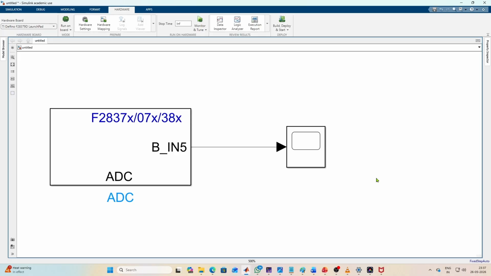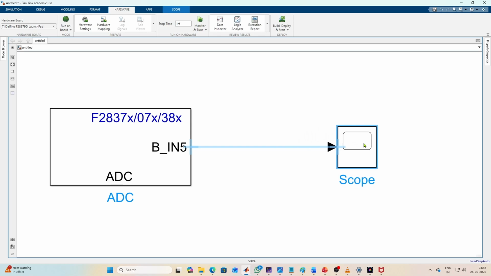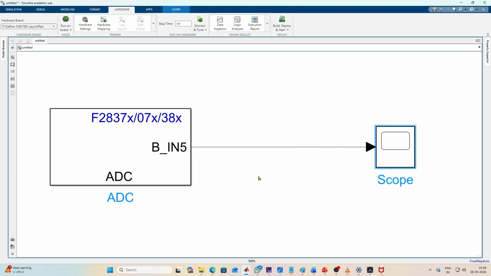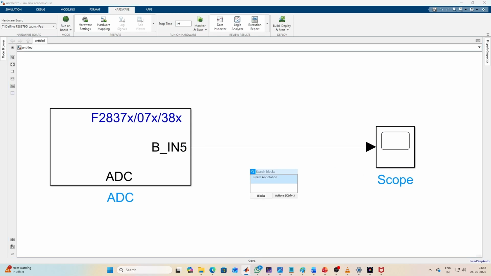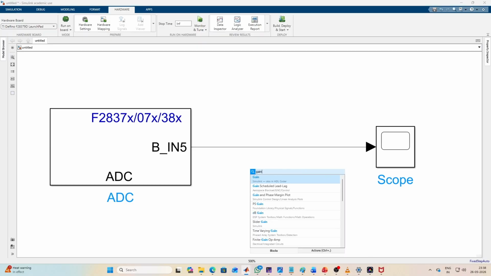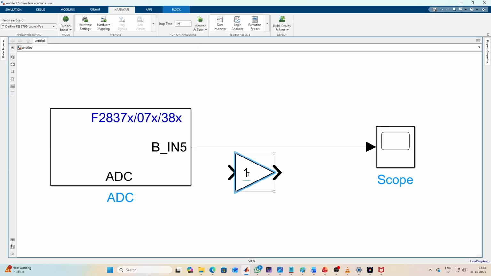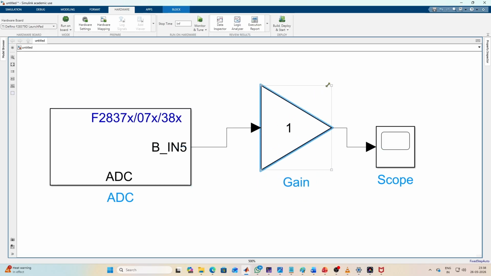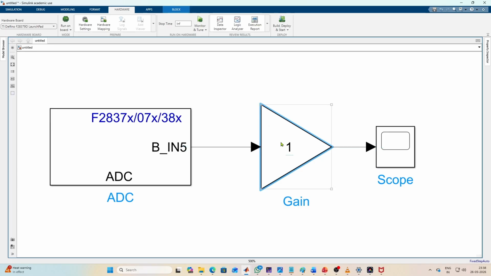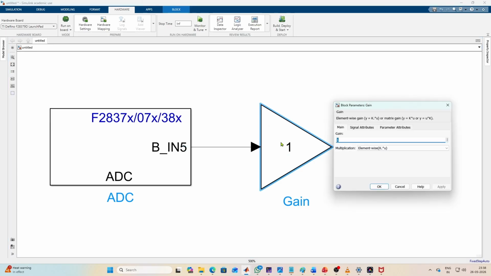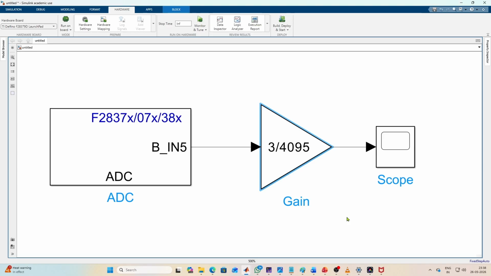Now I am moving back to the Simulink model. Here, the ADC block gives the output as a digital count. To convert this ADC count into voltage, I am adding one gain block after the ADC block. For the F28379D LaunchPad, the scaling factor is 3 divided by 4095. So I will set the gain value as 3 divided by 4095. Now, the output of this gain block gives the actual input voltage applied to the ADC pin, and we can observe this voltage in the scope.